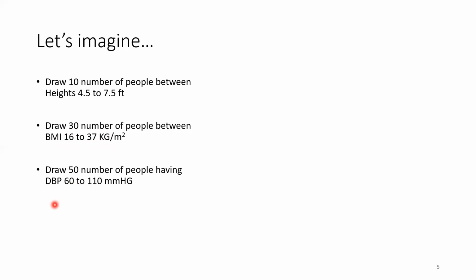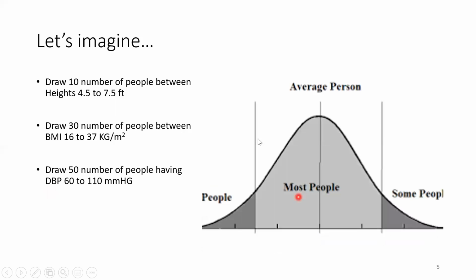Similarly, we can talk about DBP, which is diastolic blood pressure, whose range lies around 80 to 90. If I'm saying the range lies around 80 to 90, it means most people have values at the middle point, and there are very few values at the lower point. Even though the variables were different.